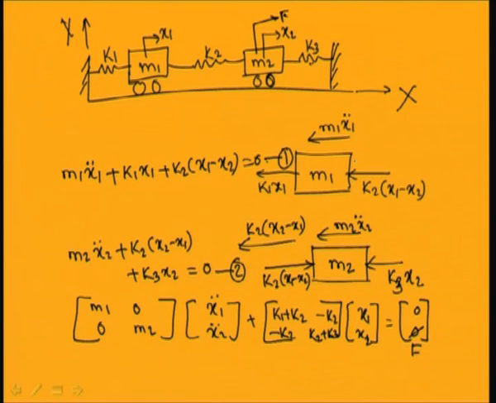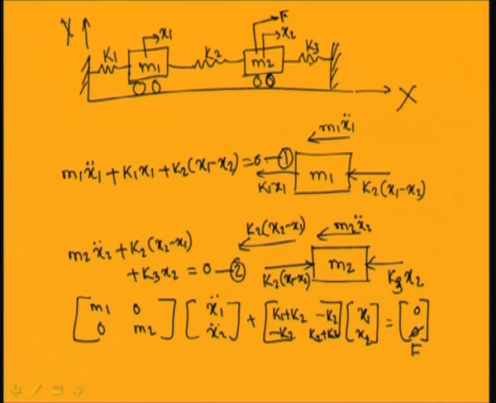In case of a rotating system, you can take the summation of moments also equal to 0. So, by using the equilibrium principle, you can derive the equation of motion of the system. And you can see in this case the mass matrix is m1 and 0, and 0 and m2, and the stiffness matrix is k1 plus k2, minus k2, minus k2, k2 plus k3.